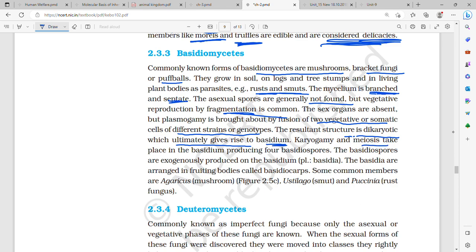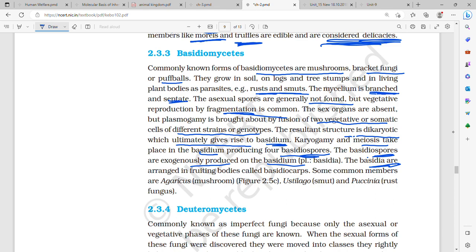Karyogamy and meiosis take place in the basidium, producing 4 basidiospores. So the basidium is the fruiting body, and inside that is the basidiophore. Basidiospores are formed after karyogamy and meiosis, and they are exogenously produced on the basidium, or basidia. This is the zygote. Basidium is the zygote.